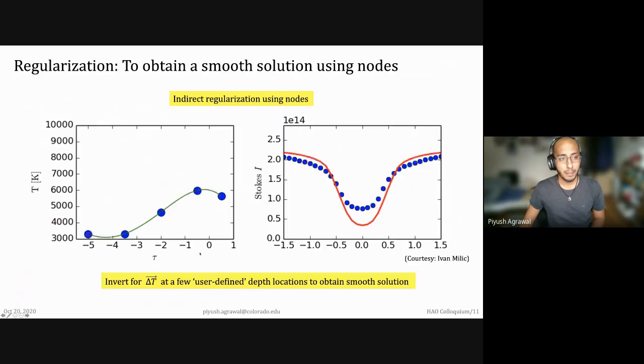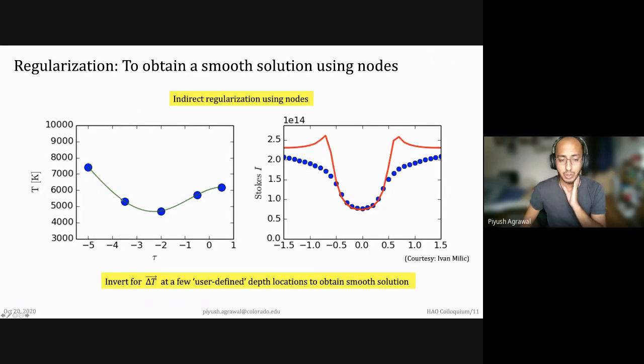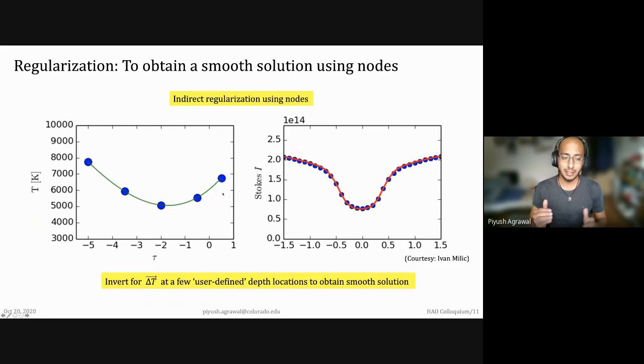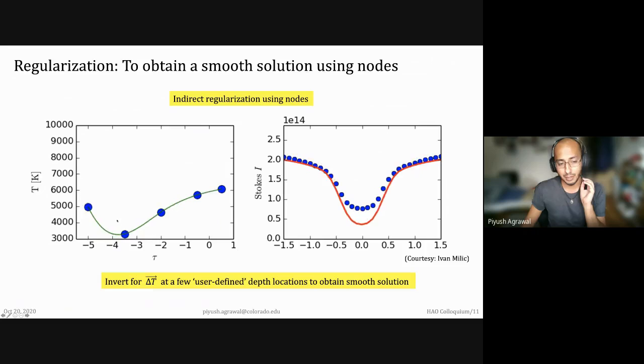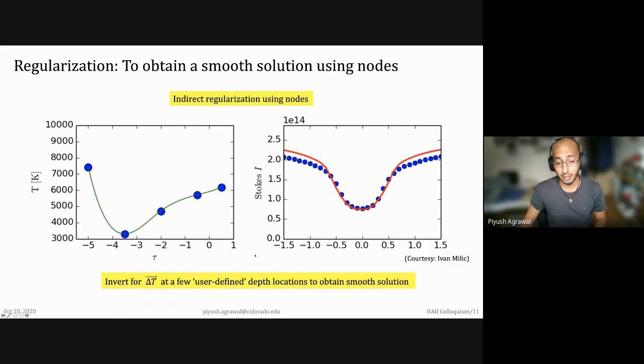There's another way of regularizing to obtain a smooth solution, which is using nodes. On the left, I'm plotting the temperature versus depth. On the right, the spectra versus the wavelength. In this, you define a few depth locations, depicted by these blue dots, and you solve for delta t only at these blue dots, and then you find delta t at the rest of the depths by interpolation. This forcibly ensures that your solution is not oscillatory, and you obtain a smooth solution.